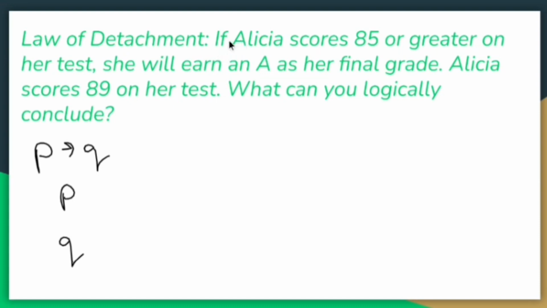It's just logic. If Alicia scores 85 or greater on her test, she will earn an A on her final grade. Terrific. Alicia scores 89 on her test.